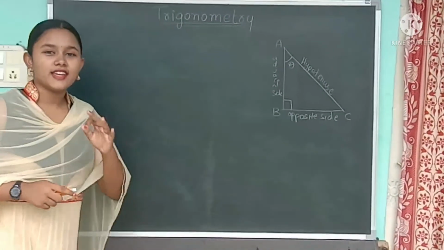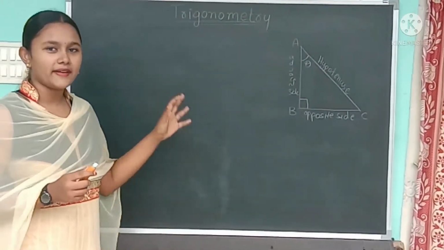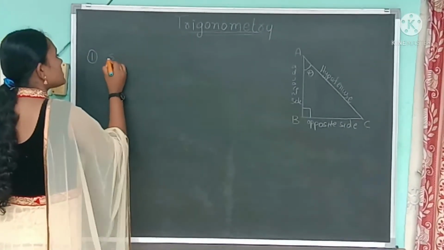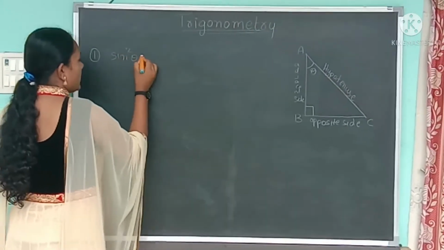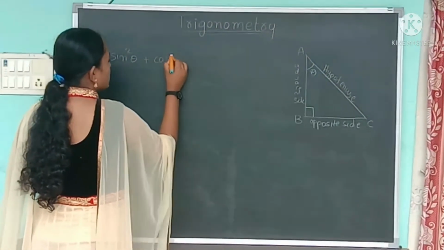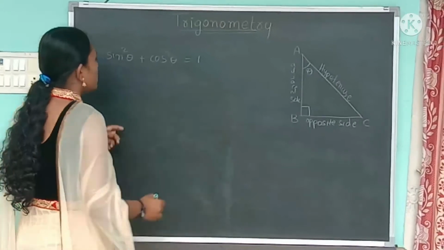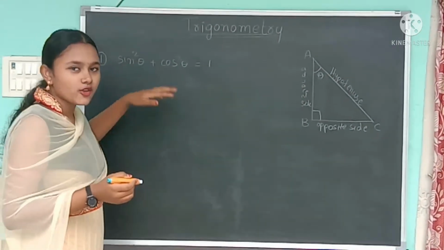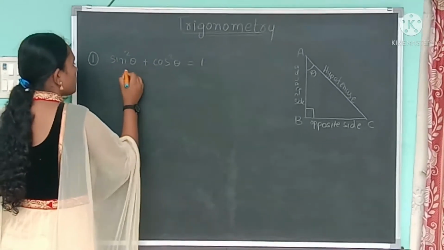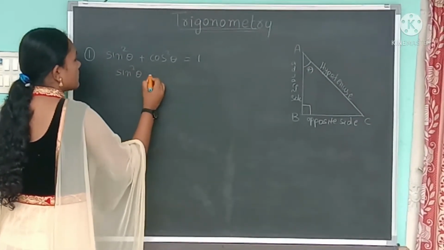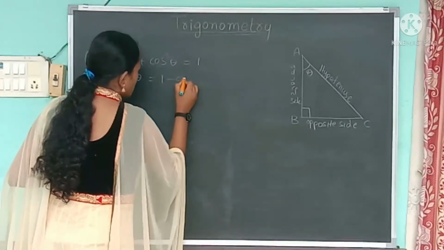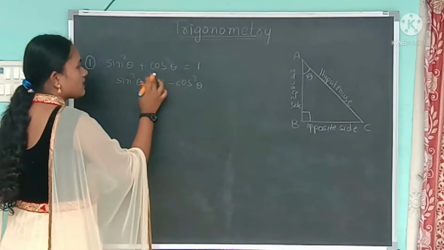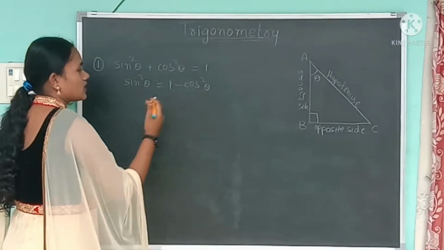So now there are three identities in trigonometry. So let us see. The first identity is sin square theta plus cos square theta is equal to 1. This can also be written as sin square theta is equal to 1 minus cos square theta. So this cos square theta will go to this side, plus will become minus. So 1 minus cos square theta.